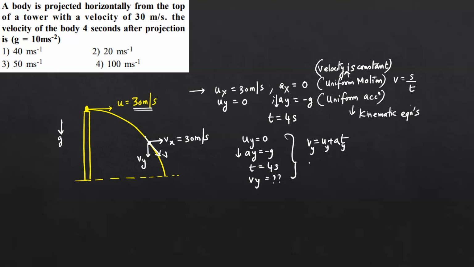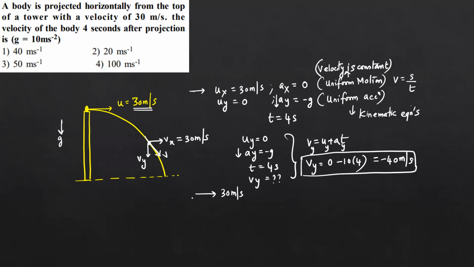How much is Vy? Vy is unknown. Uy is how much? Uy is 0. Acceleration along the y-axis is minus g, which is minus 10, into time, which is 4. So that will become equal to minus 40 meters per second. Minus just indicates it is in the downward direction. So I found the velocity. So we have two velocities. One is Vx, which is 30 meters per second. And this is Vy, which is nothing but 40 meters per second.